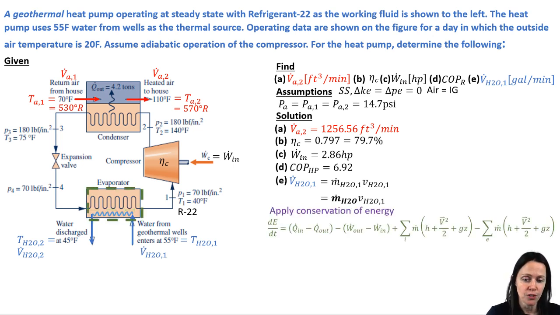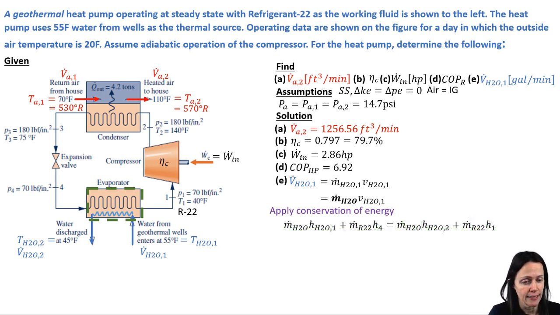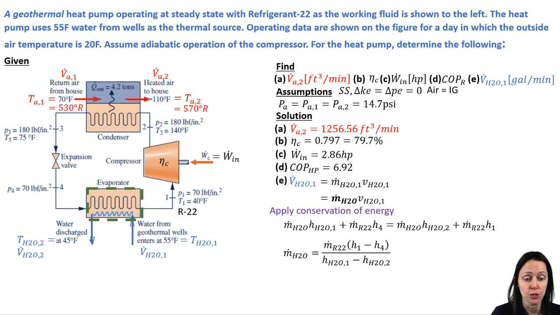So I apply my conservation of energy, but I'm going to now apply it not just to the water, but to the entire evaporator unit. And so if I do that, everything cancels out except those m dot h's. And so I've got things going in, I've got water going in, I've got R22 going in at state 4, and then I've got water going out at state 2. At the outlet, the geothermal well, into the well, and then things going out, the R22 going out at state 1. And then I just rearrange and I solve for m dot of my water.